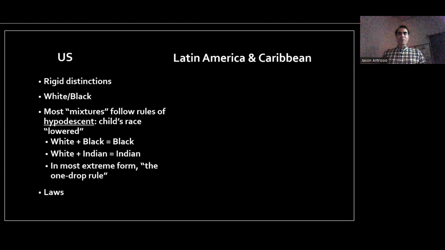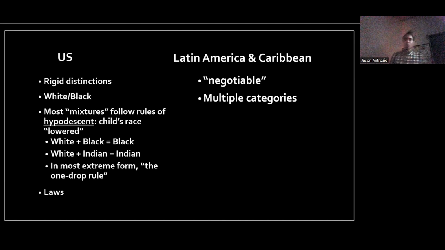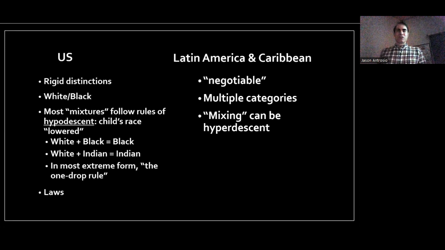Now, in Latin America, people in general have said or feel that ideas about race are more negotiable, that they're more up for debate, that people tend to change. One of the points they make at the end of this chapter is that people would argue about where they should be in society. There is also the presence of multiple categories. As opposed to the idea that people only come in two or three or four, there might be different kinds of categories. And when people mix together, you might also go up the ladder. You might hyperdescend, so that you would be able to climb up rather than being lowered.